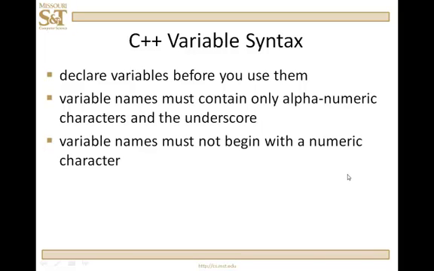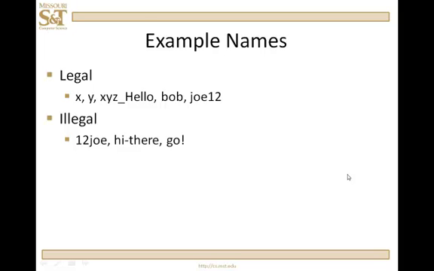So here's some examples. Legal variable names: X, Y, XYZ, underscore hello, Bob, Joe, 12. All these are legal names. Not very good, but they're legal. Illegal: 12 Joe. Why is that? Well, it can't begin with a numeric. That's illegal. Hi-there. Can't do that because it has this hyphen in it. Go. That's illegal. So those are 3 non-compilable variable names.